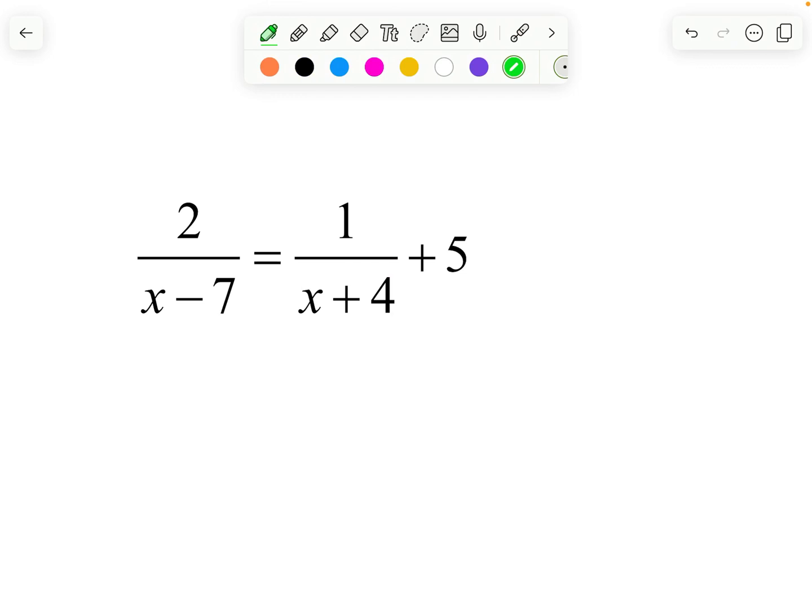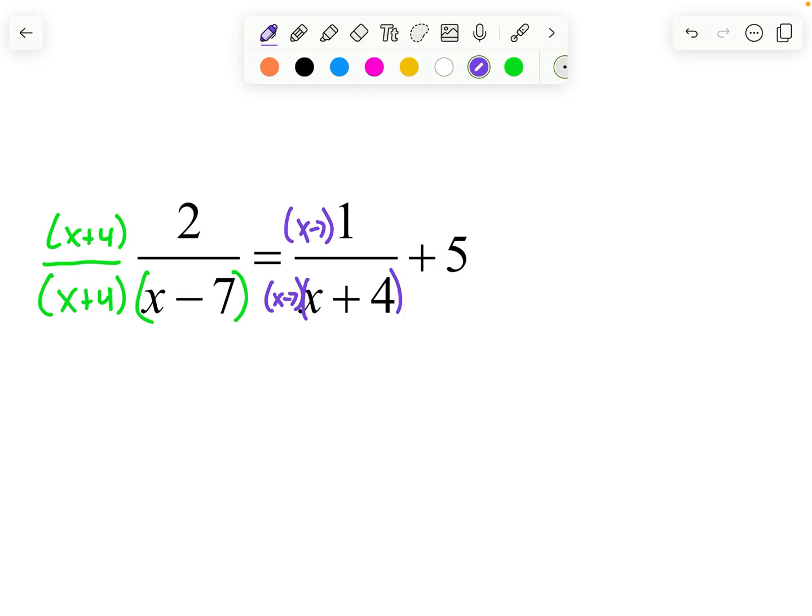Or get a common denominator, which really is the same math in the end, because you're going to multiply top and bottom of this by x plus 4. So that's the same as multiplying by x plus 4 on both sides. I mean, not exactly the same, but it's going to be very similar. We need to multiply this fraction by x minus 7 on top and bottom. Squeeze that in there. And the 5 needs to get multiplied by both, x minus 7 and x plus 4, on top and bottom.